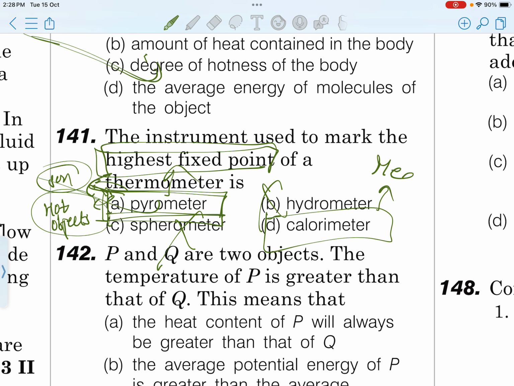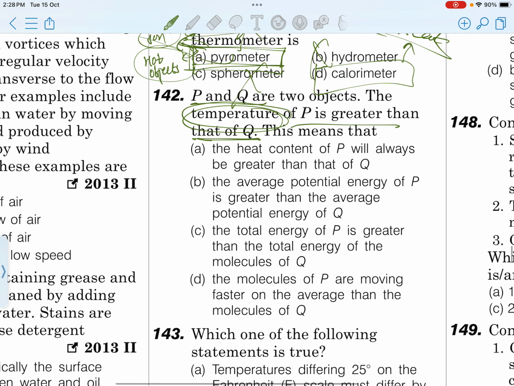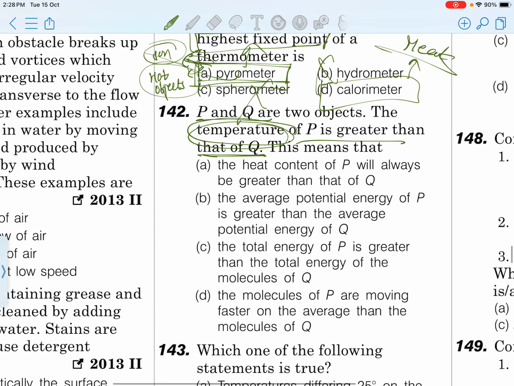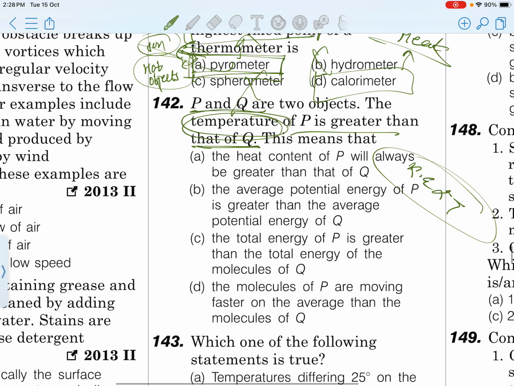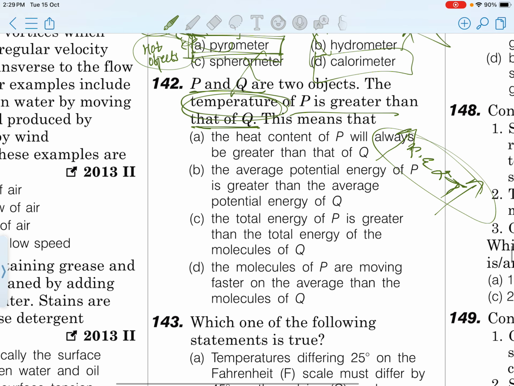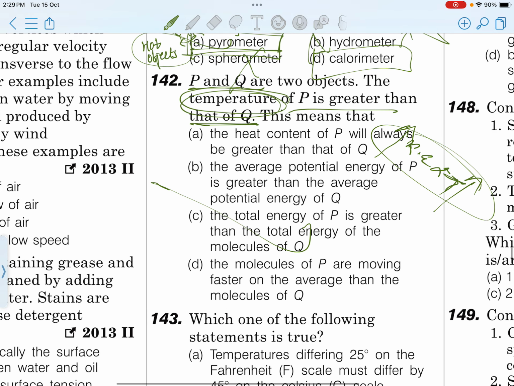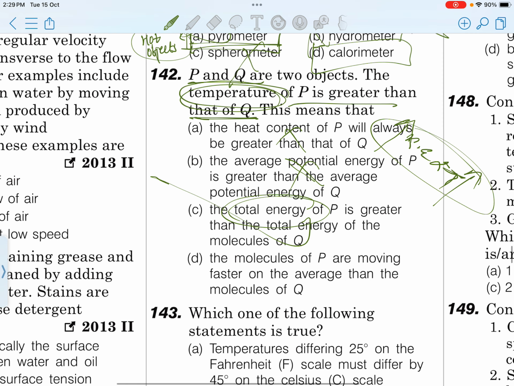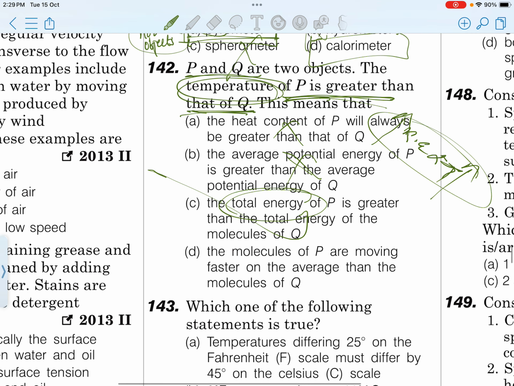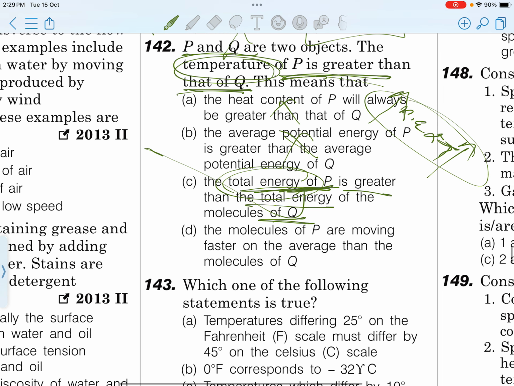P and Q are two objects. The temperature of P is greater than that of Q. What is temperature? Temperature is actually hotness or coldness. We already discussed that kinetic energy is directly related to temperature. If there is more kinetic energy, there is more temperature. Kinetic energy is not average energy, it is the total energy. If P's temperature is greater than Q's, then the total energy of the molecules of P must be greater than the total energy of the molecules of Q.